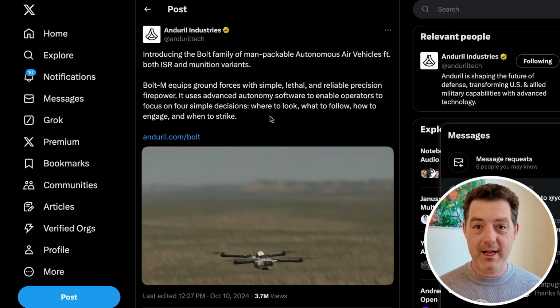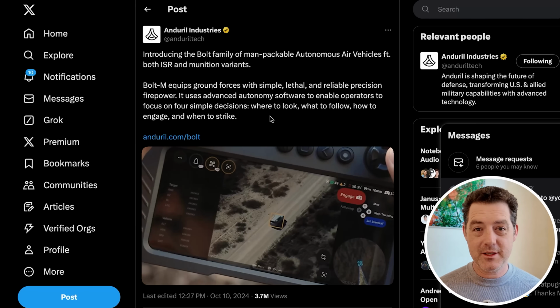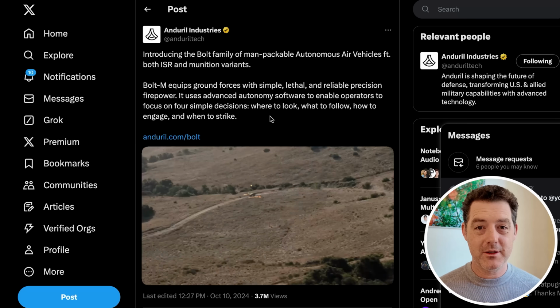Basically, it's a drone packed with an explosive. You give it a target, it flies over it, it can do reconnaissance, it can do anything, and if you needed to, it could also explode.